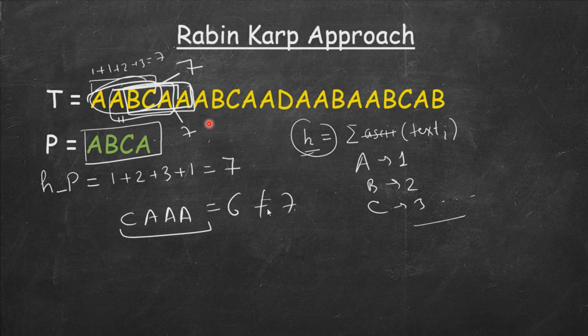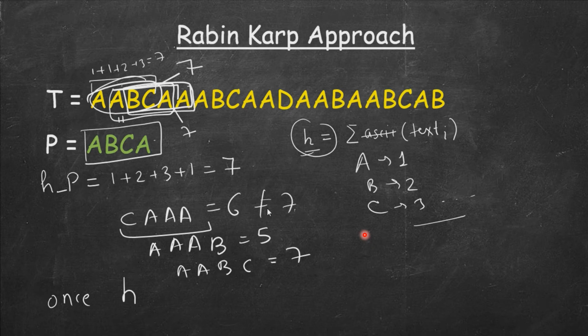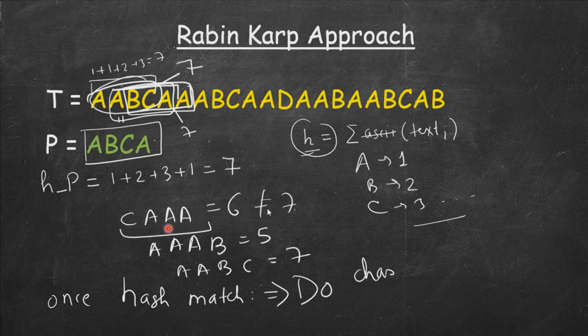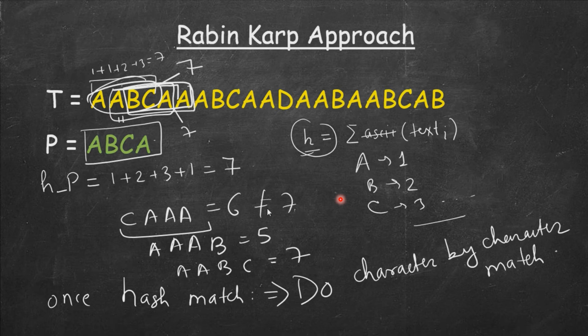Next it will be AAAB, and this time it's 5, again does not match 7, so no need to compare. Then again there is a hash match, but the character by character comparison shows a mismatch. So of course this was a very bad hash function. There were many more collisions. In the hash function that we just discussed, there will be very rare matches like this. Of course this was very poor, because if we just change the order, the hash stays the same. So once the hash matches, do a character by character match to eliminate false positives.